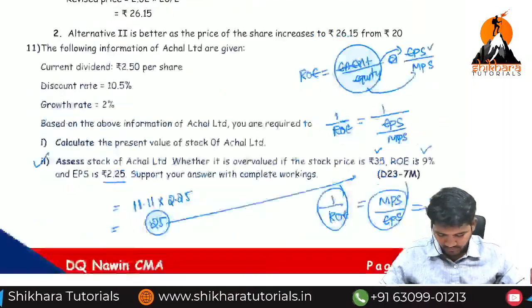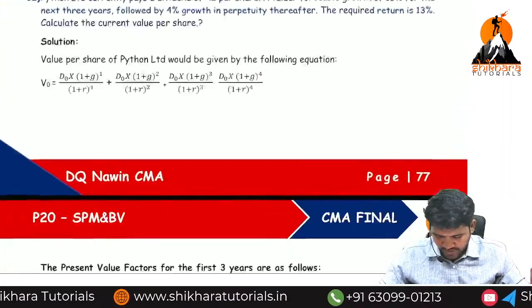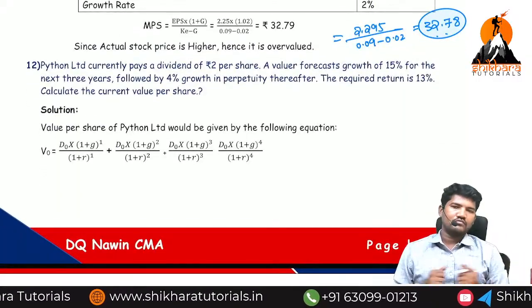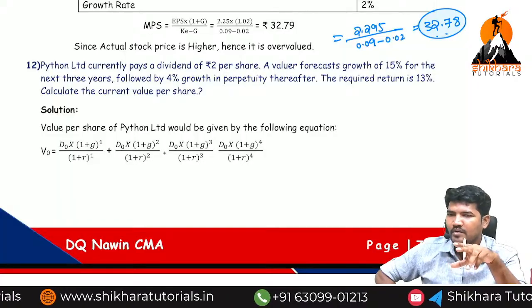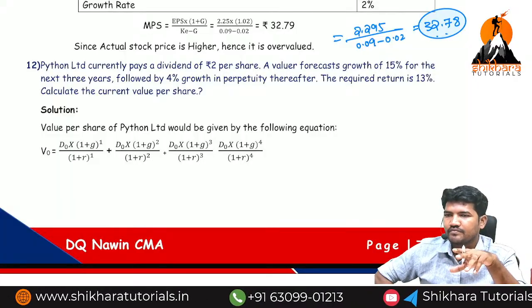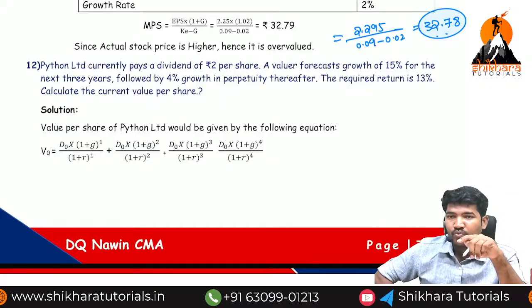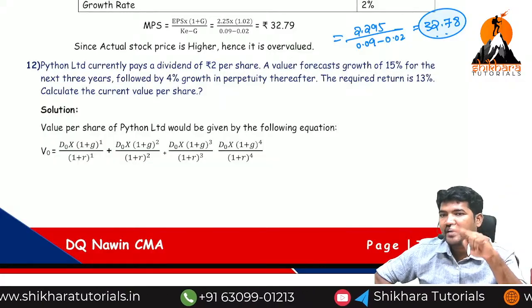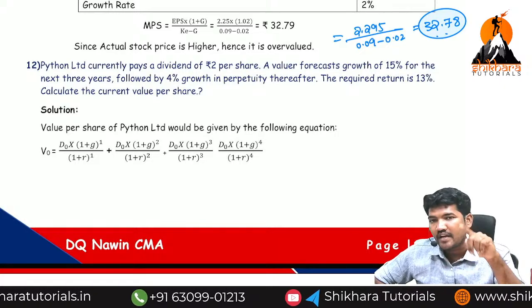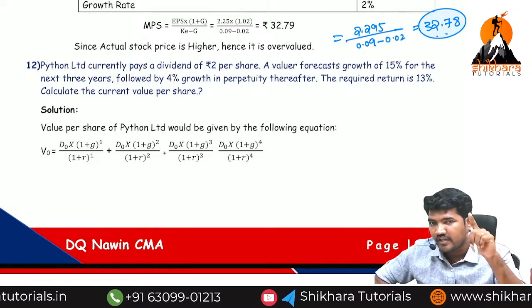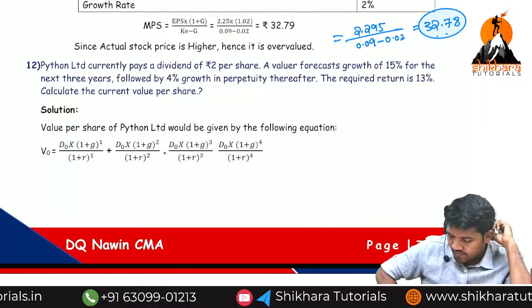Now come to illustration number 12. Sir, does anyone have any doubt on question number 11? No, no. So in case 2, we have hidden calculation parts. One is the PE point of view, and another one is the earning point of view. Are you clear? Done. Now illustration number 12.